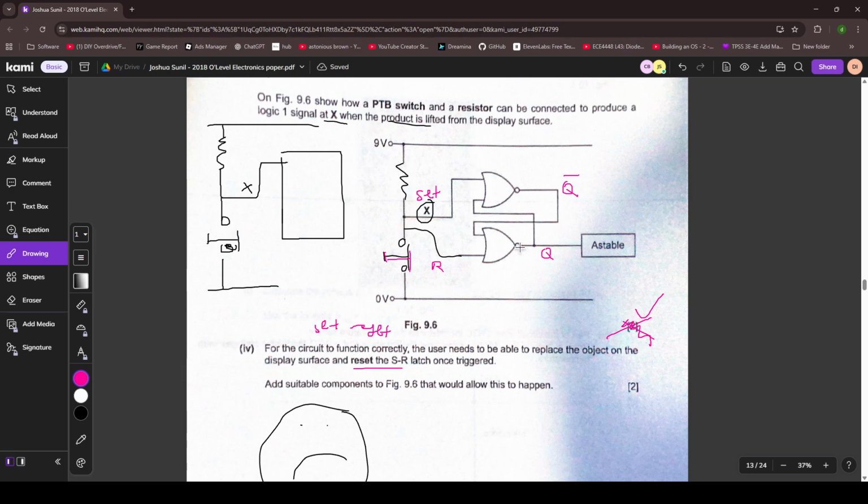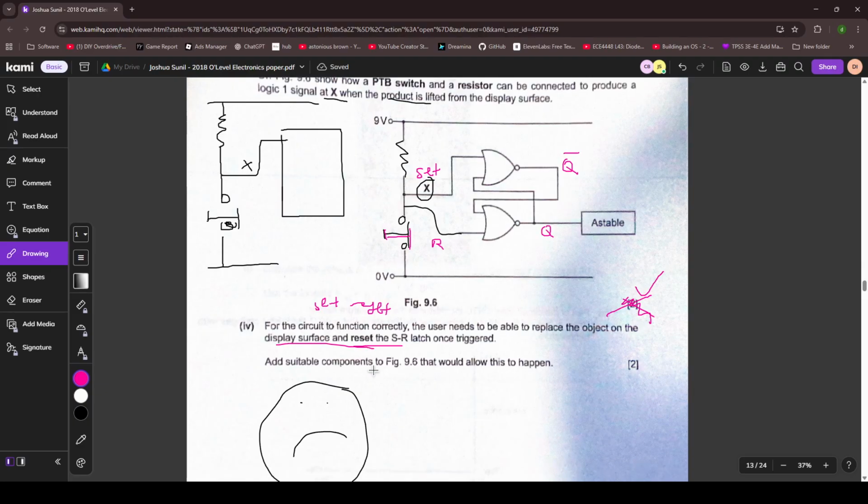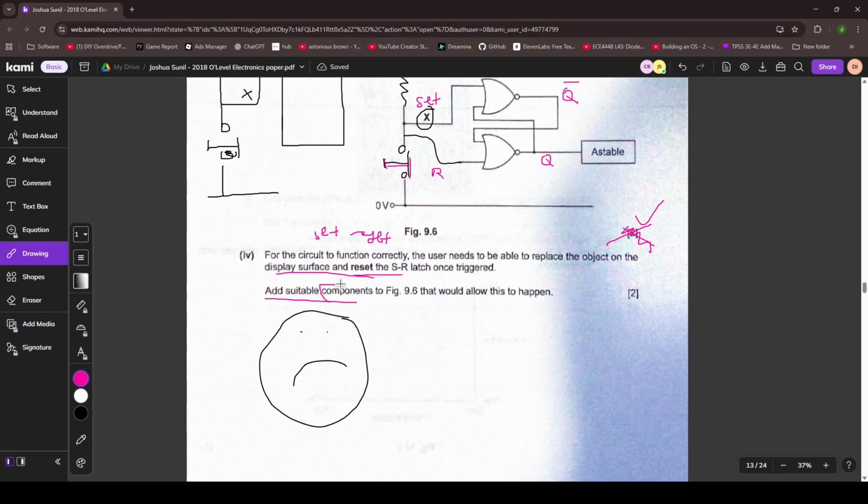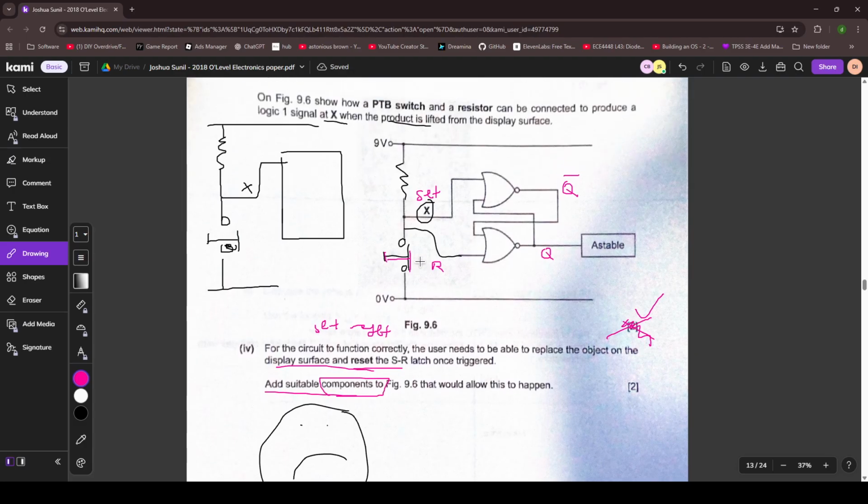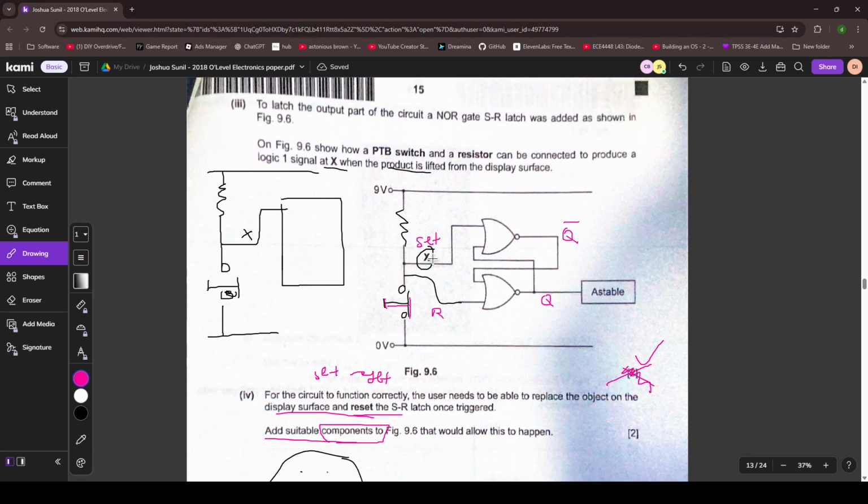Oh, wait. For the circuit to function, no. Okay, that means we need a separate switch, I think, because they say add suitable components, so they want us to add more. We're probably not going to connect it back to this normal switch. We are probably going to add a different switch to reset everything. Wait, are you even right for this? Hold on. Oh, you are right.